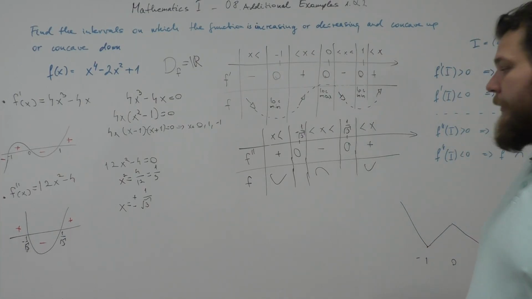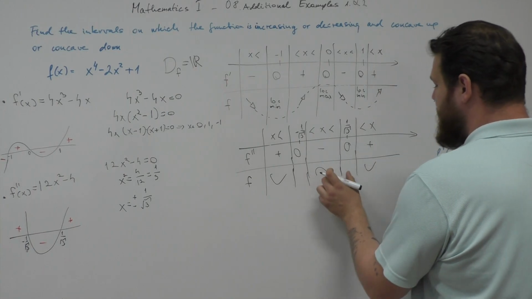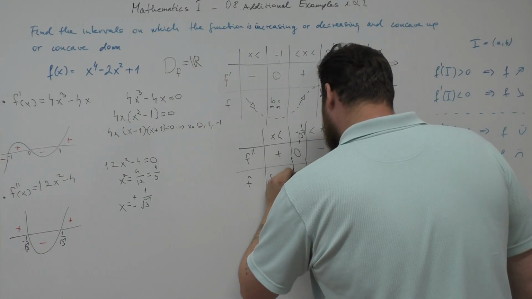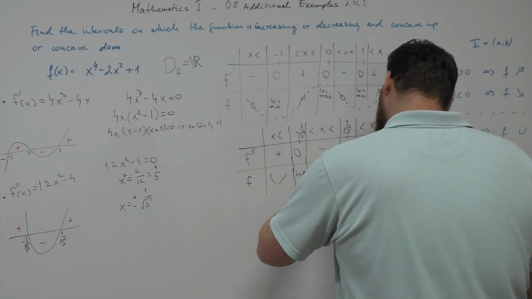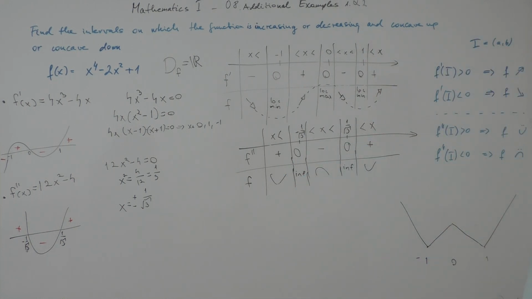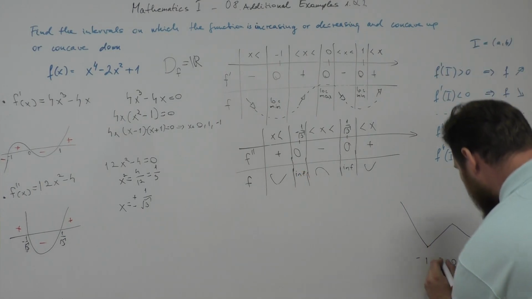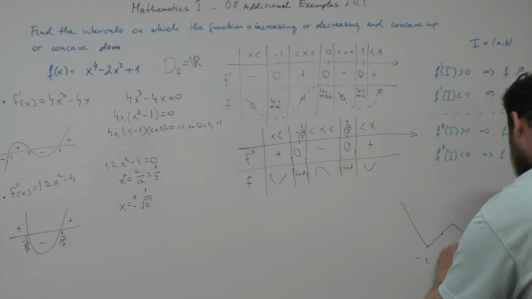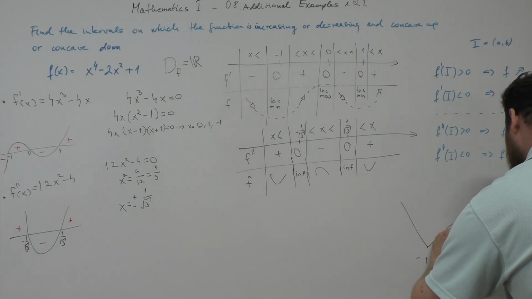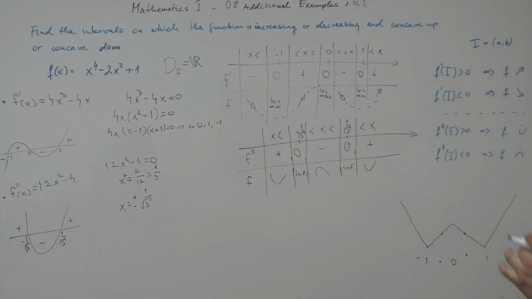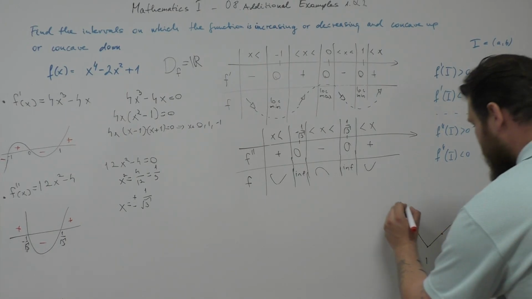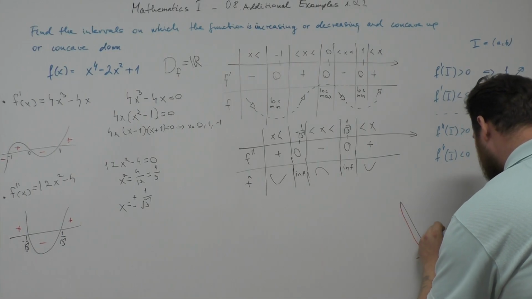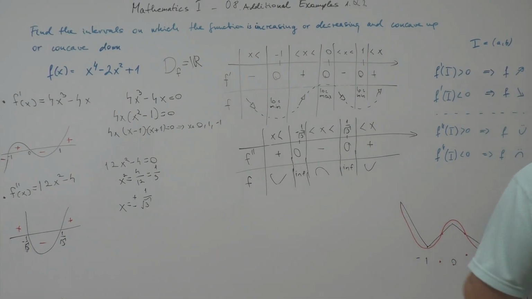It wasn't the question, but we can see that in these points we have inflection points, so we can get a better picture of how our original function should look. This point is somewhere here, this one is somewhere here, so our original function should look something like this.